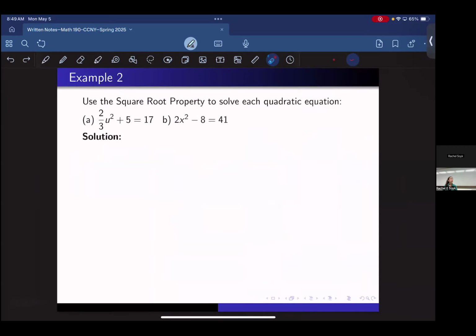Let's move on to example 2. So we're going to utilize our square root property to solve each quadratic equation. And we have 2 parts here.